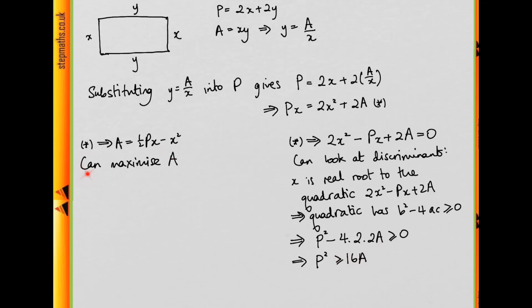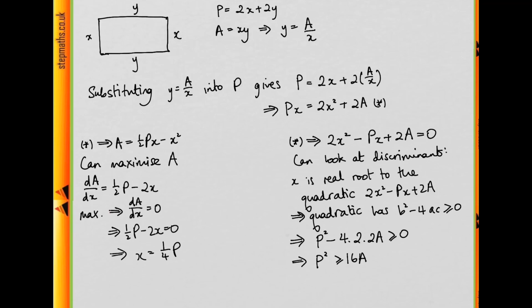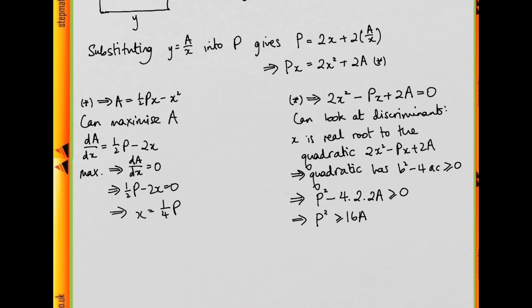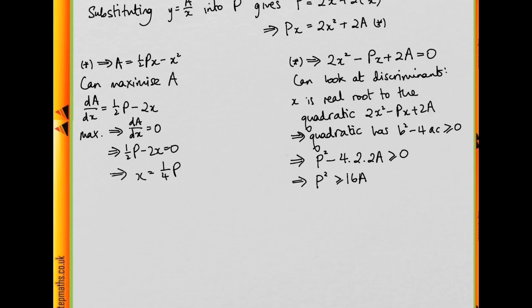Okay, what about if we maximized A? Well, if we just maximize by differentiating A with respect to x and setting the derivative to 0, because we know at maximums the derivative is 0, so that gives us that a half P minus 2x must be equal to 0, and this rearranges for x equals a quarter P. And so we know that A is greatest when x is equal to a quarter P.